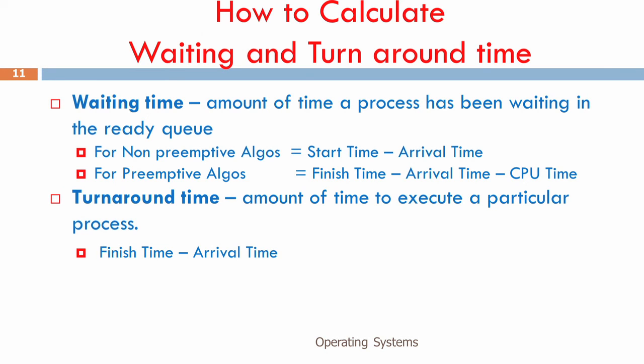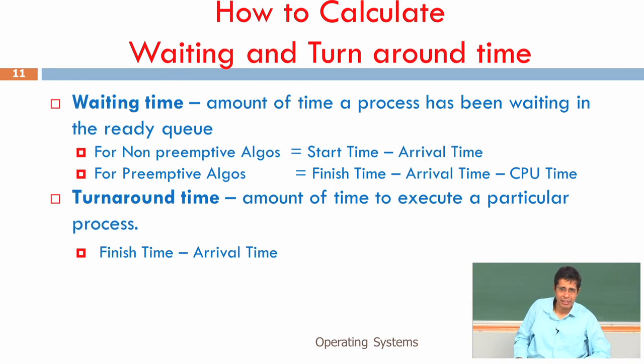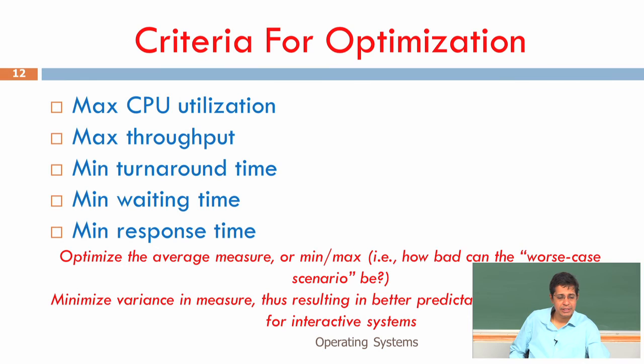For preemptive algorithms, it is finish time minus arrival time minus CPU time, right. So after it arrives, it stays on the ready queue, and at times it goes to the CPU, again it comes back, again it goes to the CPU, and again it comes back. So finish time minus arrival time minus CPU time is the total waiting time. Waiting time is different from turnaround time. Turnaround time is nothing but finish time minus arrival time. So this is how we calculate this.